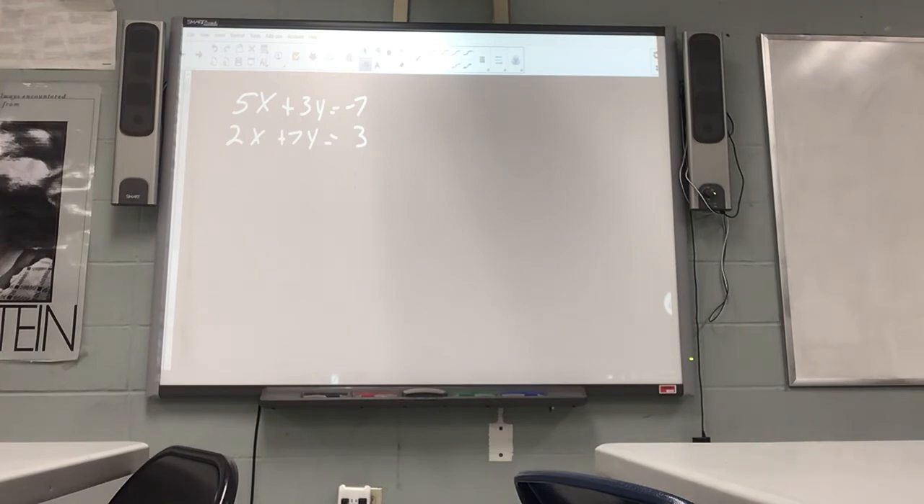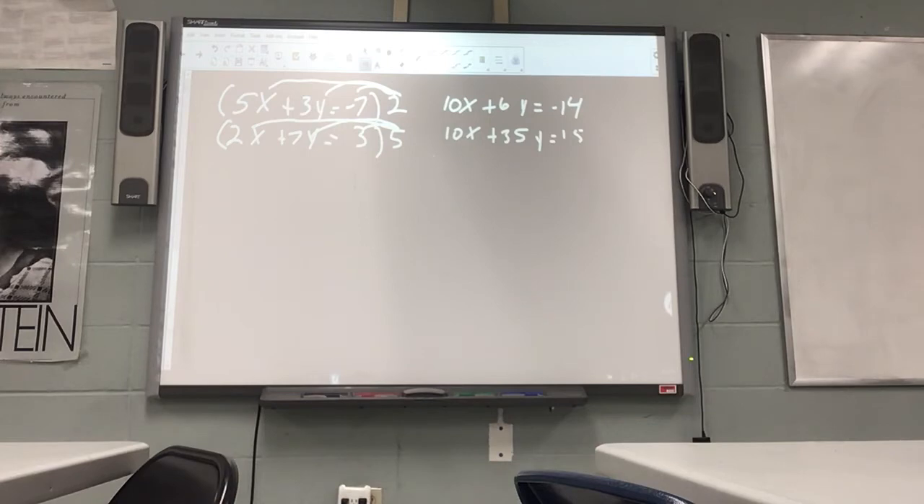So on the top, we've got a 5x. To make that become a 10, we have to multiply all of it by 2. And then on the bottom one, we got a 2x. What would we have to multiply it by? 5. Very good. So on the top, let's distribute our 2 to everything. Gets us 10x plus 6y equals -14. A lot of people will forget to multiply the equal side. Don't forget that. Okay, then on the bottom, we got a 10x plus 35y equals 15.